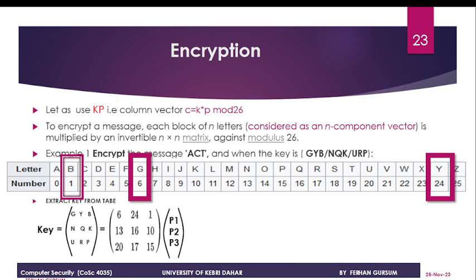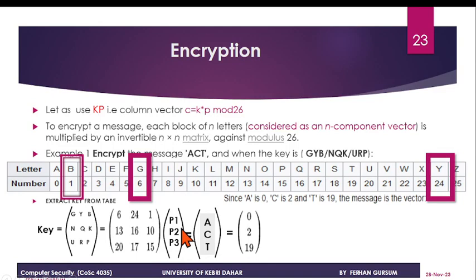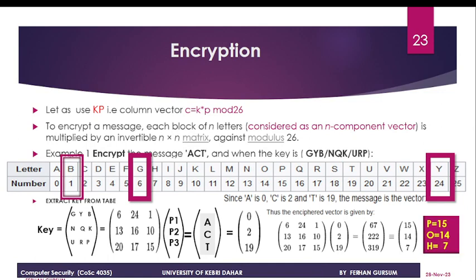So this is our plain text. We are using key times plain text, as cipher text is equal to key times plain text. This is the key and this is the plain text. The plain text was ACT, which we represent as 0, 2, 19, since A is 0, C is 2, and T is 19. When we multiply by that formula, we get 67, 222, 319.